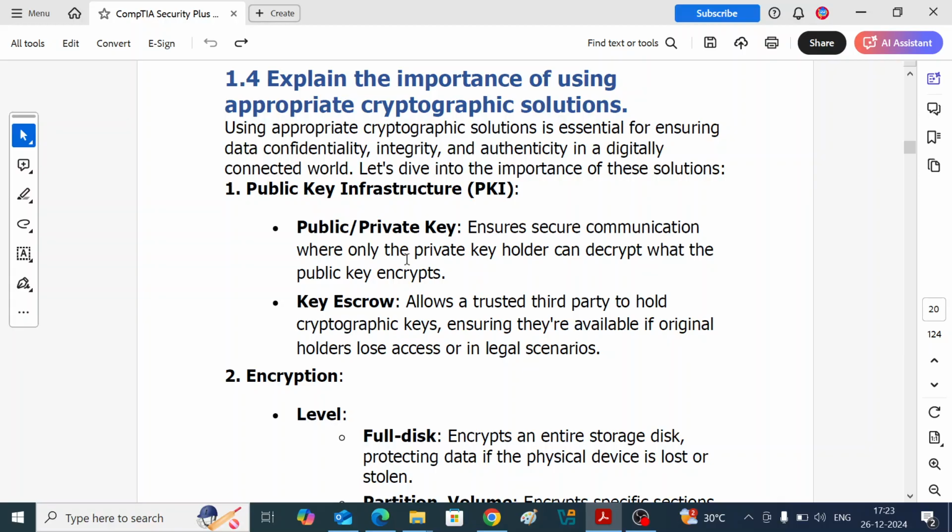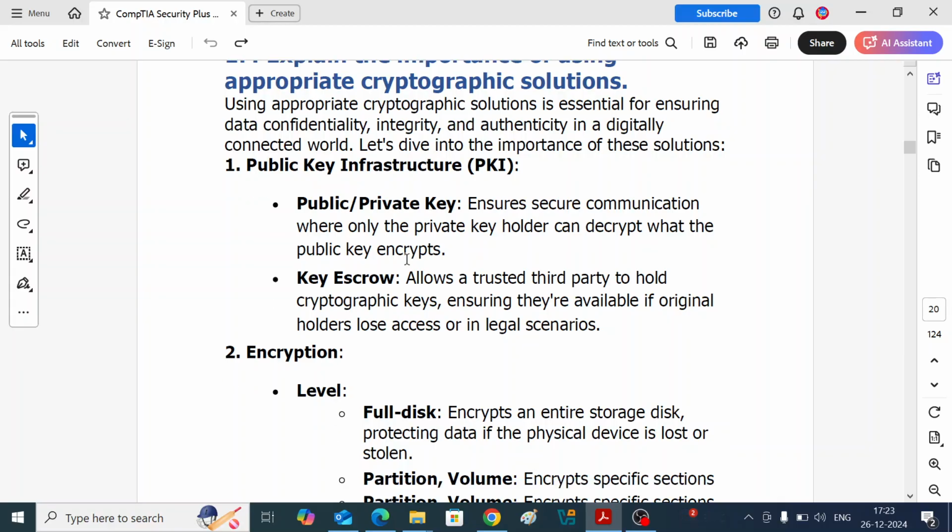If you have worked in Microsoft Excel, you might have used the encryption there. So you can also encrypt it. You can hide the data from whoever you want to, and there are different ways of doing it. And the same concept applies in the entire IT solutions.